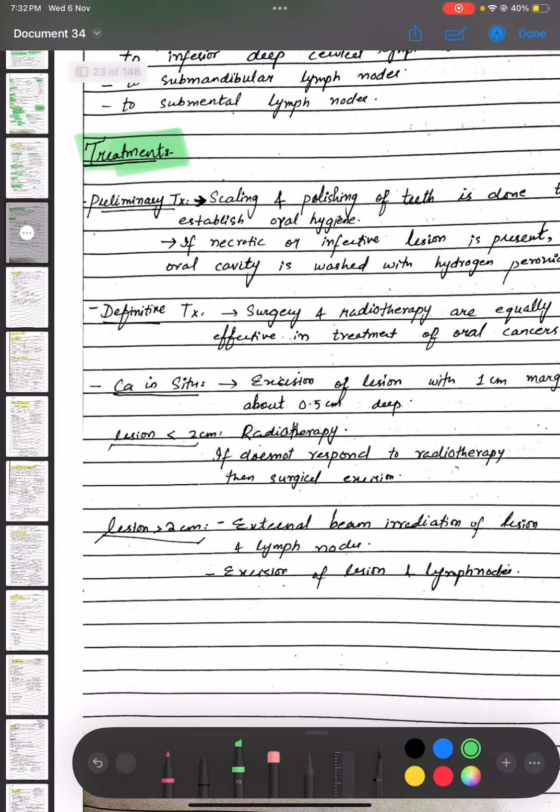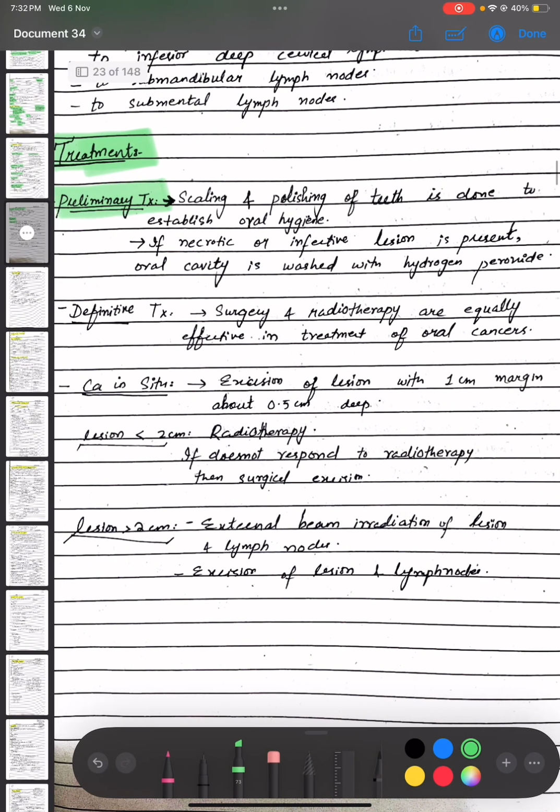These are, first, preliminary treatment, that is, scaling and polishing of the teeth is done to establish oral hygiene. If a necrotic or infected lesion is present, the oral cavity is washed with hydrogen peroxide. For definitive treatment, we will do surgery and radiotherapy, which are equally effective in the treatment of oral cancers.